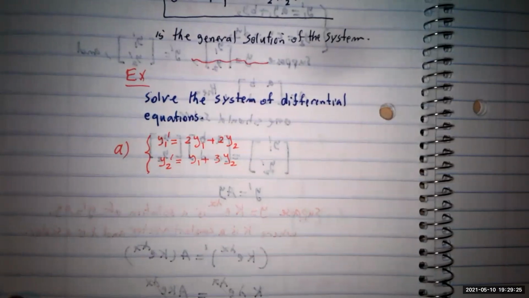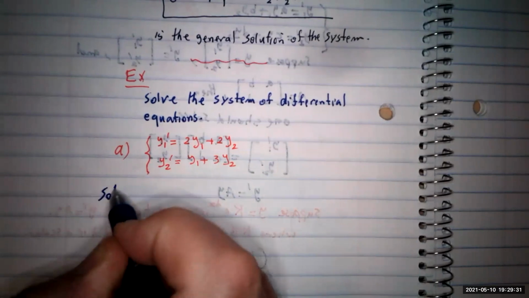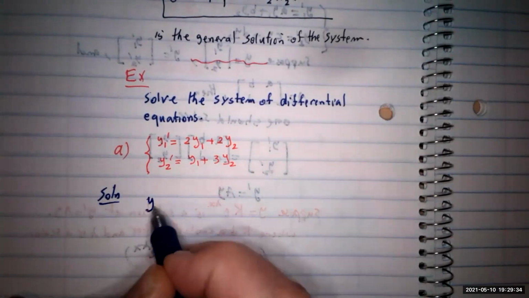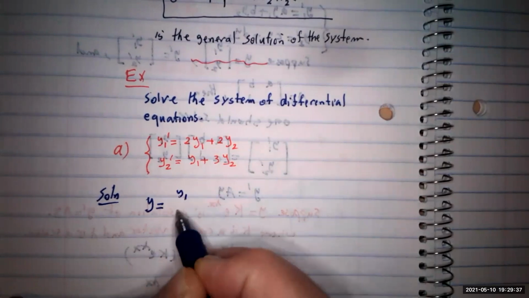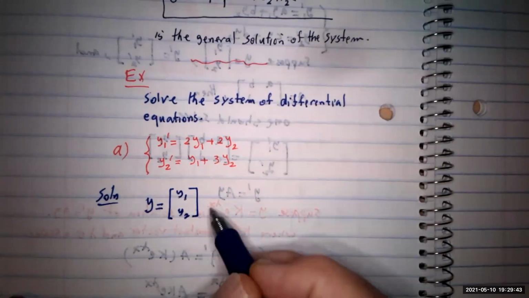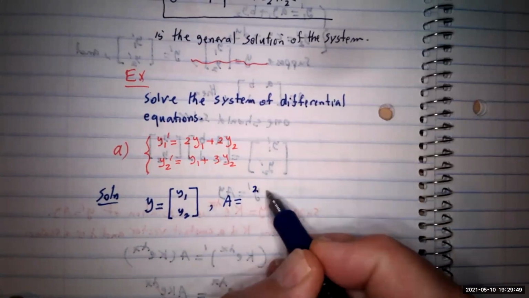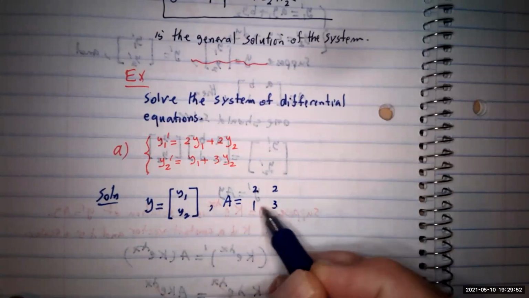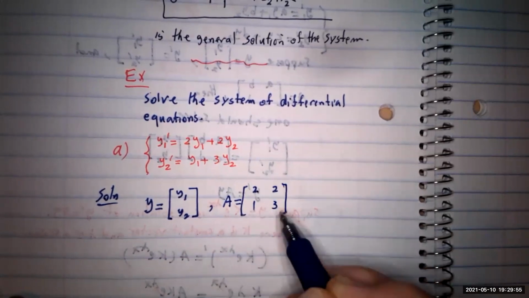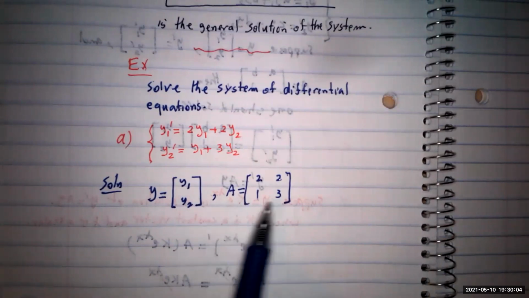Quickly change it to the matrix form. To change it to the matrix form, your function is going to be y1 and y2, a column vector. Then your A is going to be your matrix of the coefficients, which is going to be 2, 2, 1, 3. So this is going to be the case. Now you have to find the eigenvalues of this matrix.